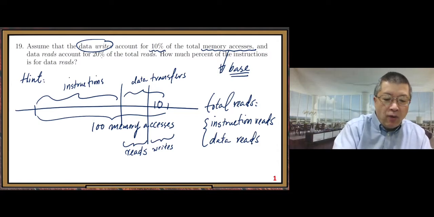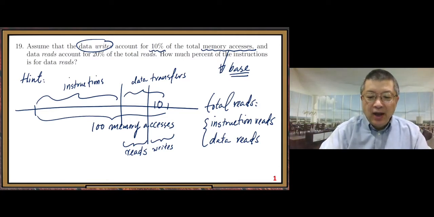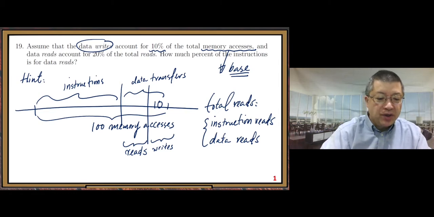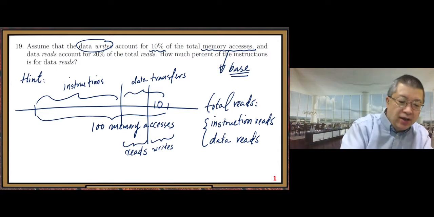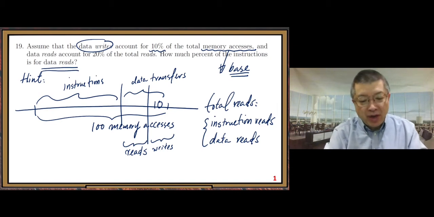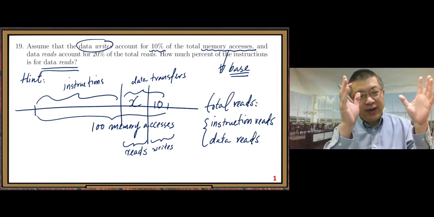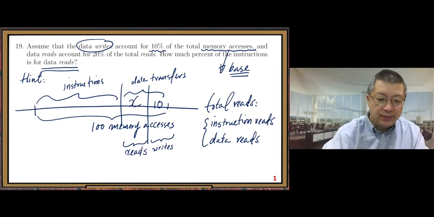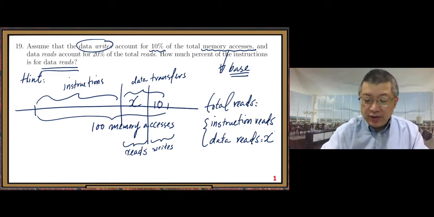Data reads account for 20% of the total reads. How much percent of the instructions is for data reads? So here you can see data reads, that is our target. Can we assume X is our target? So X here. Data reads account for 20% of the total reads.